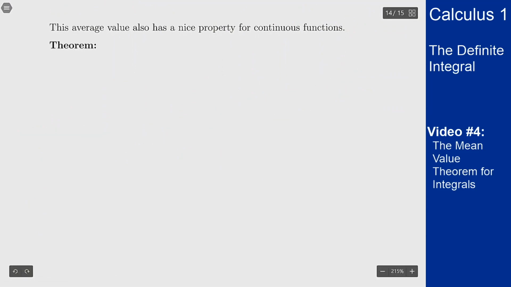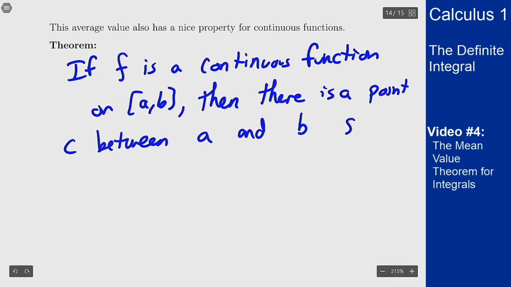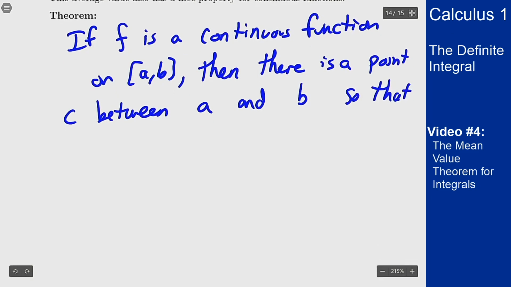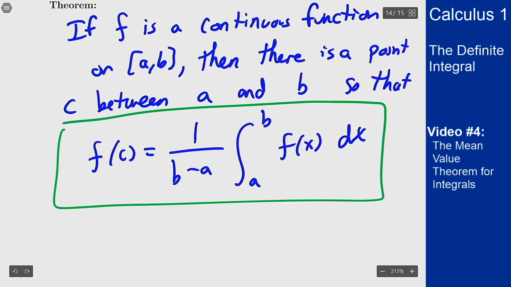So our theorem says, if f is a continuous function on the interval a to b, then this continuous function is also integrable, so I can find the integral of this function. Then there is a point c between a and b so that f of c equals its average value. And this here is called the mean value theorem for integrals.